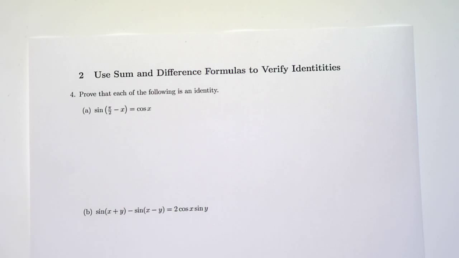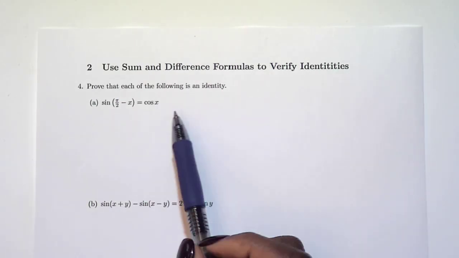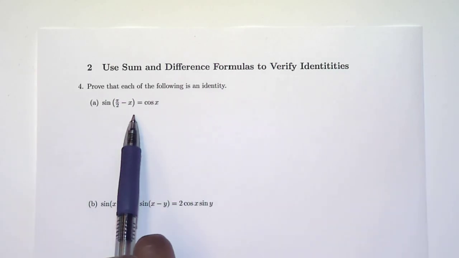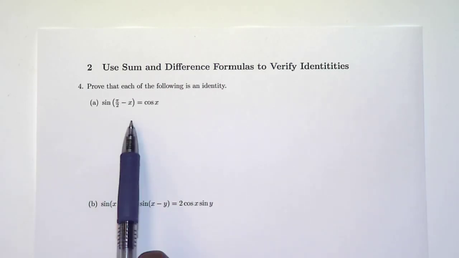Alright, so let's finish up this section. This is the last page. So we just want to use our sum and difference formulas to verify our identities. We're going to use the same techniques as before, proving that each is an identity. We're going to choose one side to change. Typically you want to choose the most complicated side.